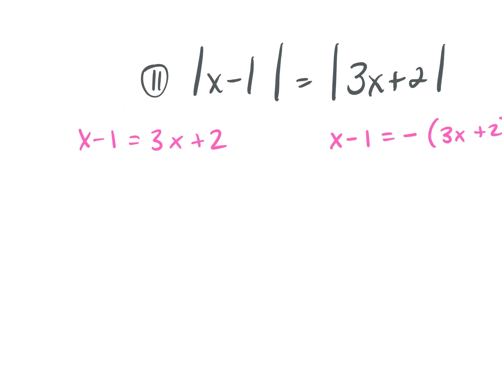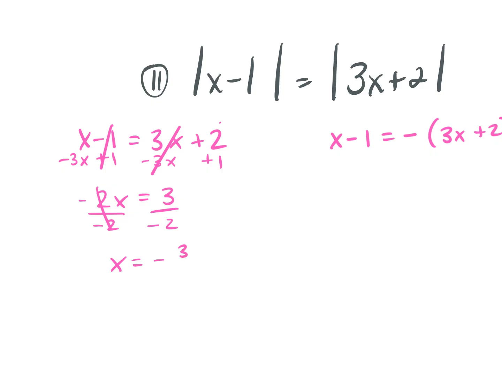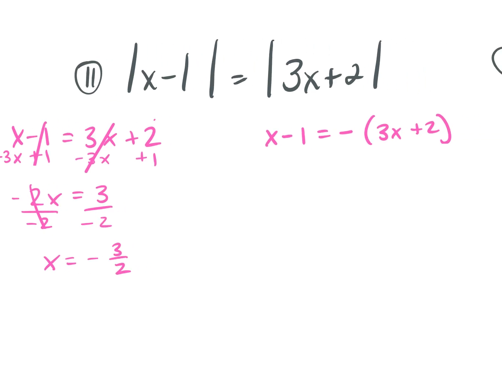So let's solve our first equation here. What would I do first? I can add 1 to move it to the other side and subtract 3x. So x minus 3x would be what? Negative 2x equals 3. Divide by negative 2. So x equals negative 3 over 2. Perfect.